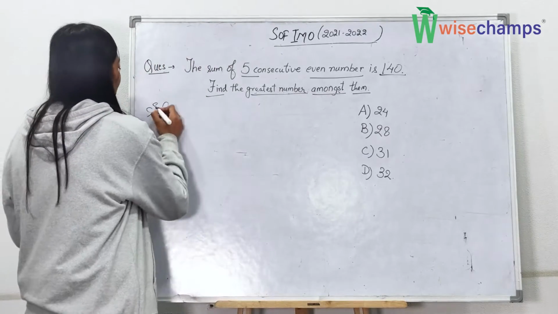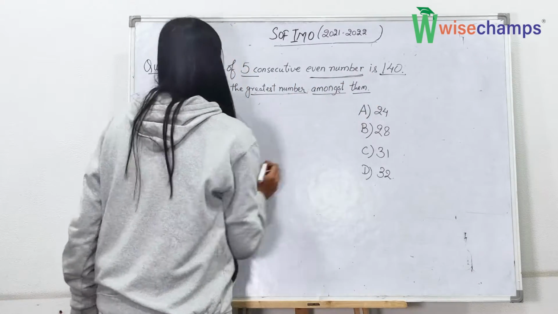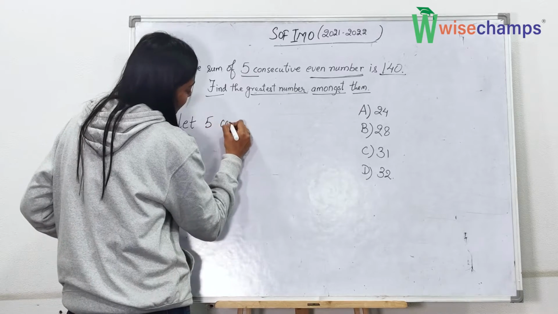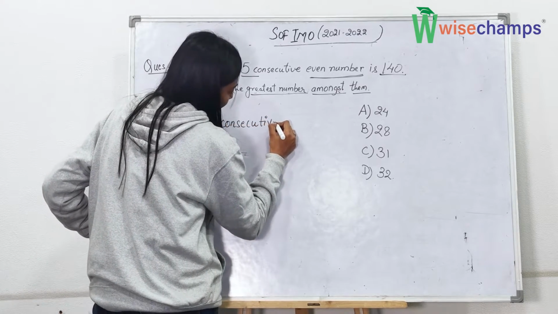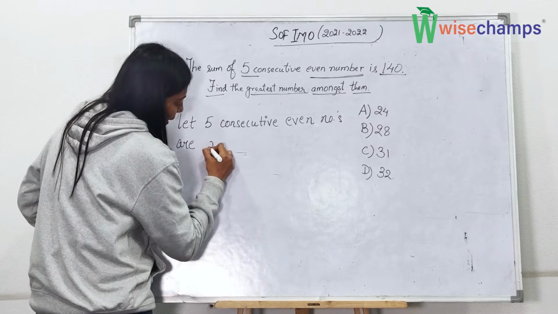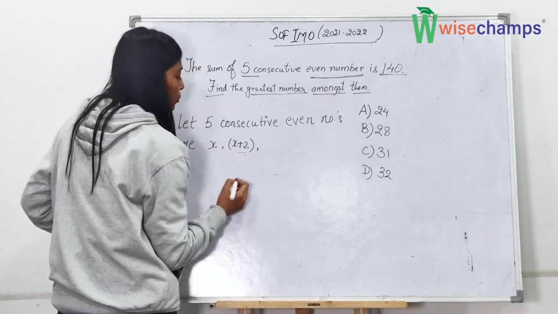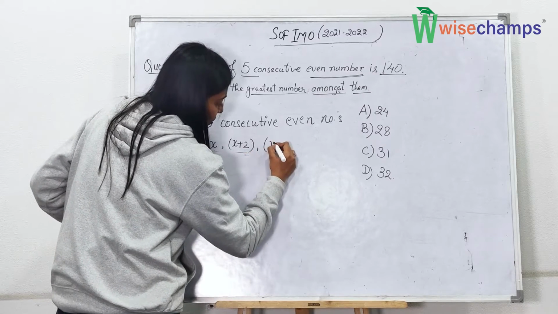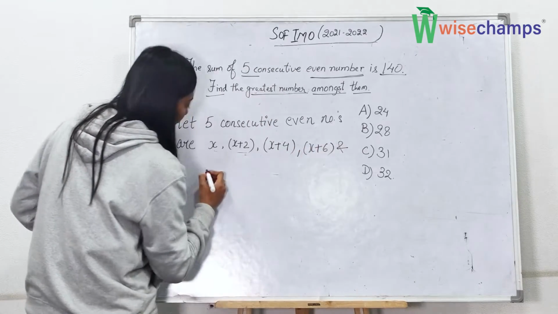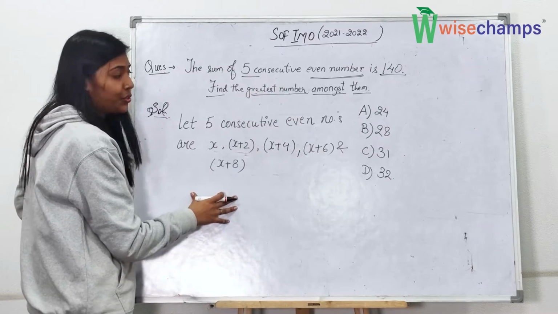Okay, so first of all, you should read the question again. The 5 consecutive even numbers. Okay, so you need to let 5 consecutive even numbers be x, x plus 2. Okay, we are talking about even numbers, so we need to write it here, x plus 2. Next should be x plus 4. Okay, next x plus 6 and last x plus 8. So 1, 2, 3, 4, 5. So these are 5 consecutive even numbers.